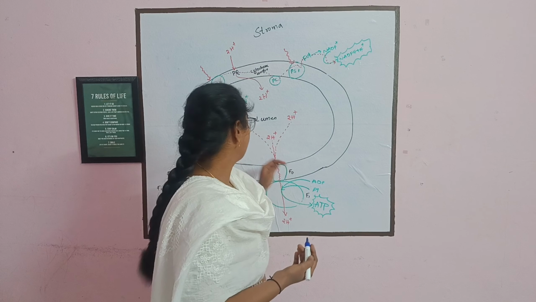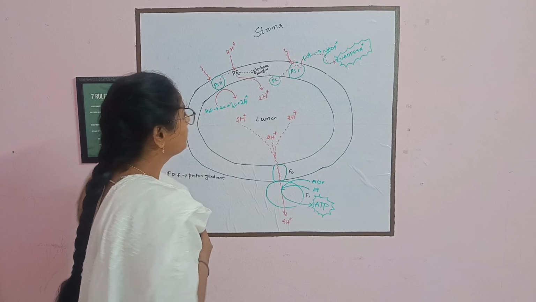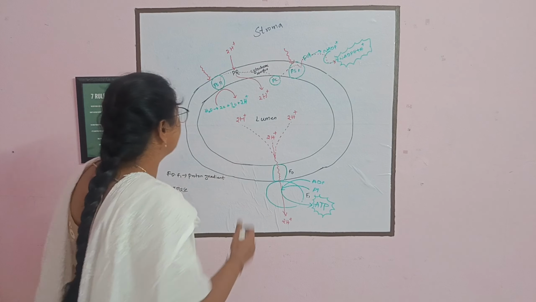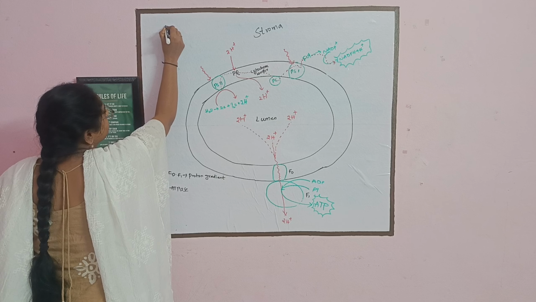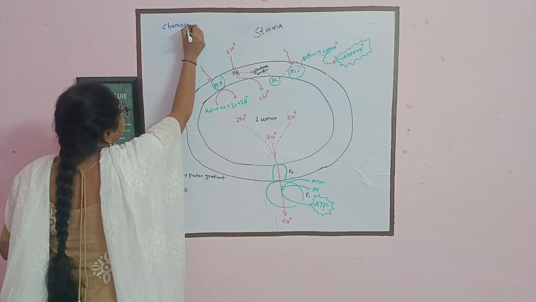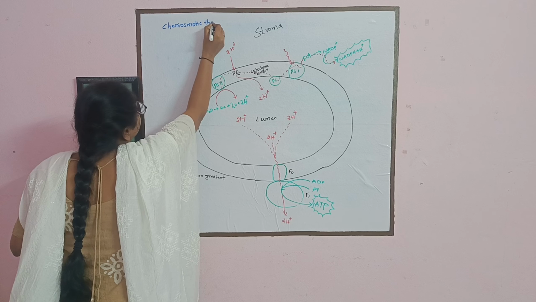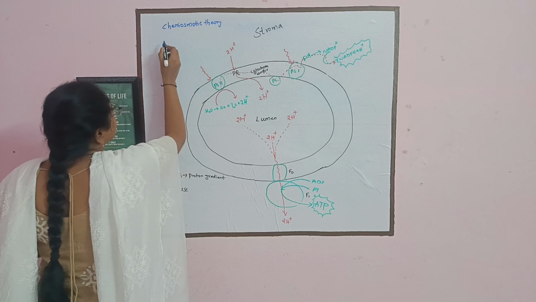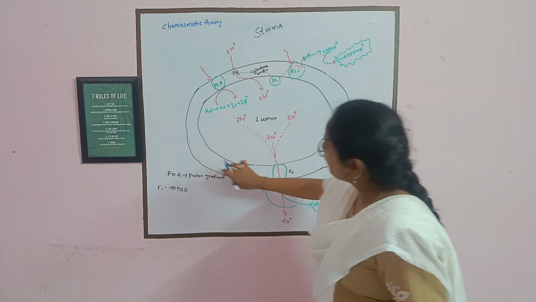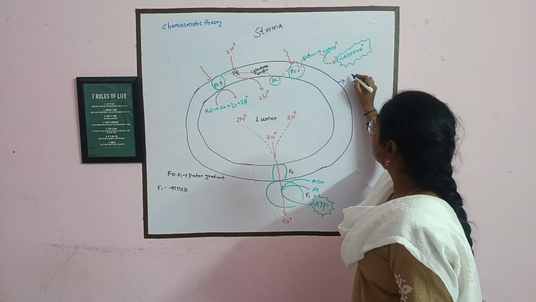Let us see the chemiosmotic theory where ATP is produced. So to consume our time, we have just drawn this picture already. Now this is chemiosmotic theory. Now see here. This is one thylakoid, which consists of the thylakoid membrane. Right, this is the thylakoid membrane.